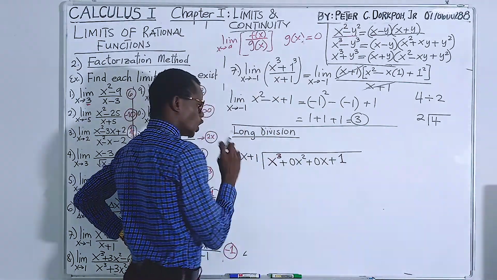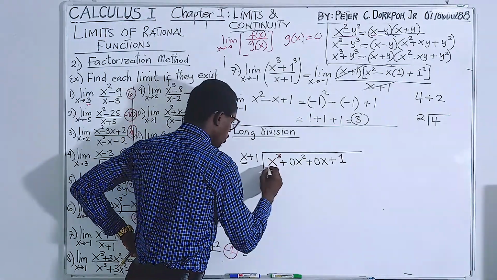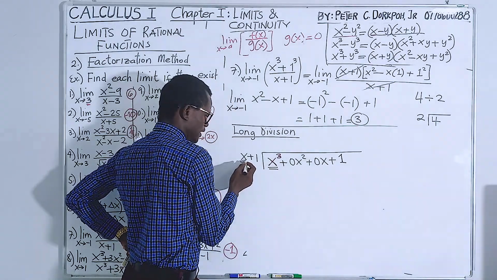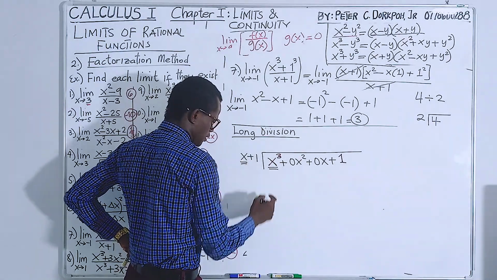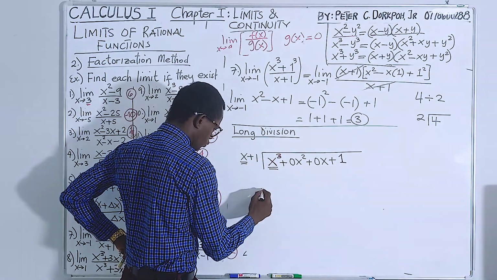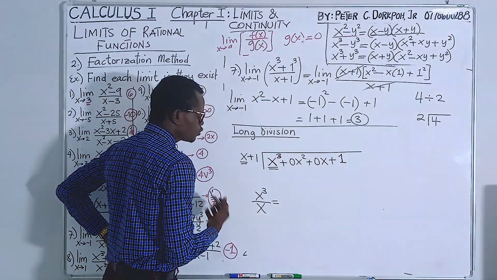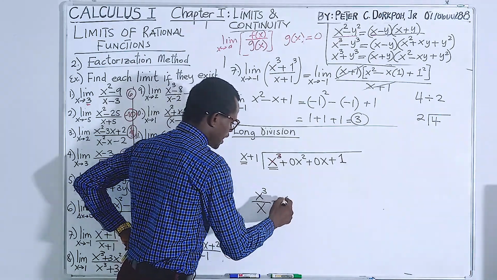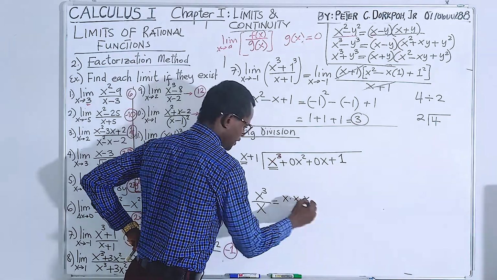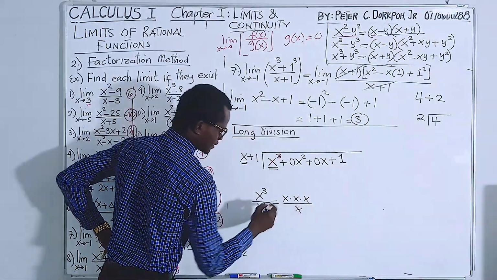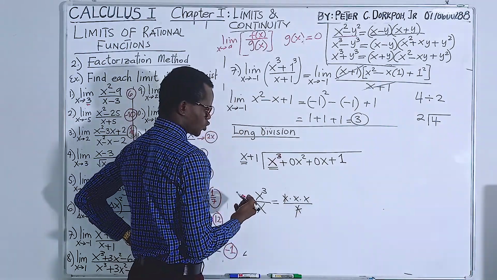Now, to do long division, this is the process. Our focus is the first term in the divisor and the first term in the dividend. So you say x goes into x cubed. What will be our result? x cubed divided by x, which is the same as x times x squared, so the x and x cancel. You'll be left with x squared.